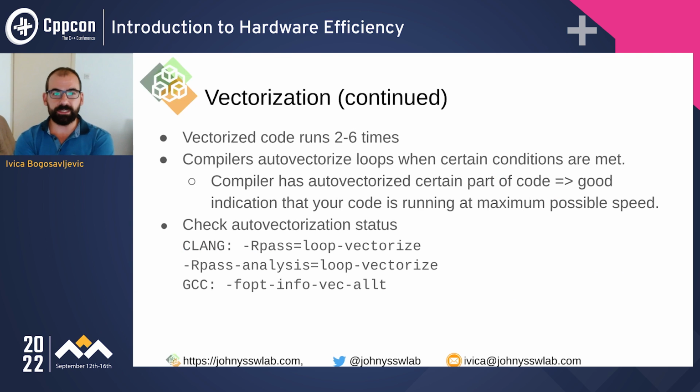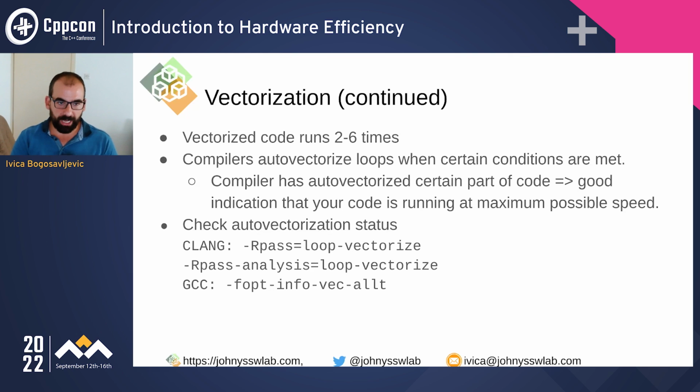Okay, a few notes about vectorization. The vectorized code will typically run 2 to 6 times faster. It really depends, but you can expect 2, 3, 4 times faster. The compilers can auto-vectorize your loops when certain conditions are met. If the compiler has auto-vectorized a certain part of the code, so if you took a loop and it was auto-vectorized, that is a good indication that your code is running at maximum possible speed. Normally, it is really difficult to get performance beyond that.